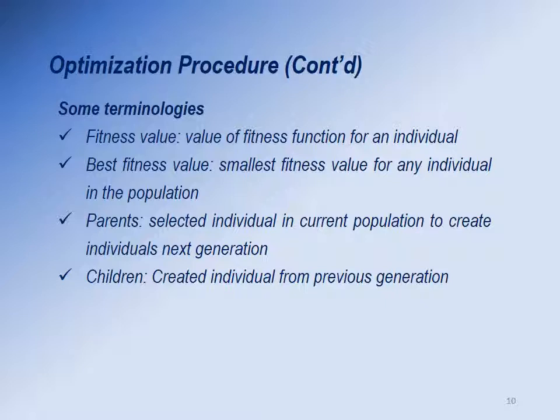Now let's come to the two main terminologies, which are parents and children. Parents are the selected individuals in the current population used to create individuals of the next generation, and the children are the individuals created from previous generation parents. After knowing the terminology, let's see how the algorithm works.